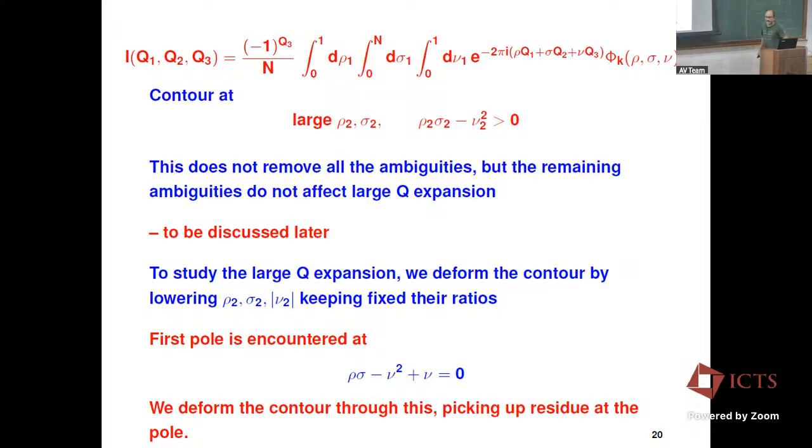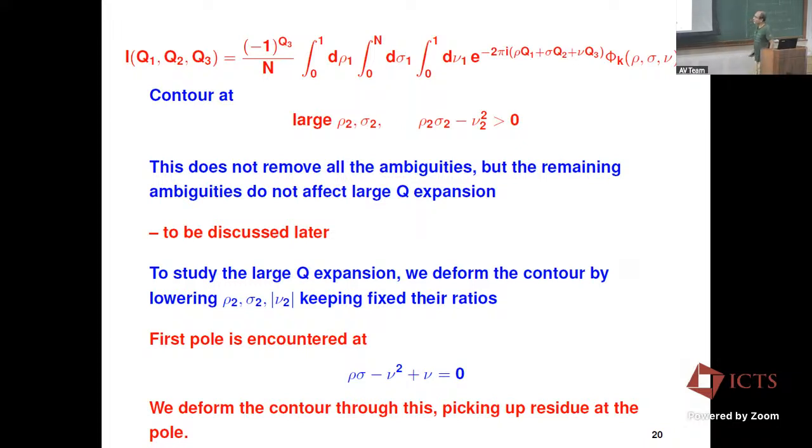Now it turns out that this doesn't remove the ambiguities. Even in this region of large rho 2, sigma 2, nu 2, as you move, keeping rho 2, sigma 2, and nu 2 large, sometimes you encounter poles, and then you have to specify where you take the contour. This I'll come back to a little later.